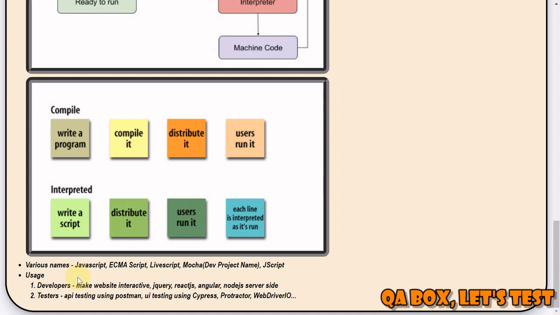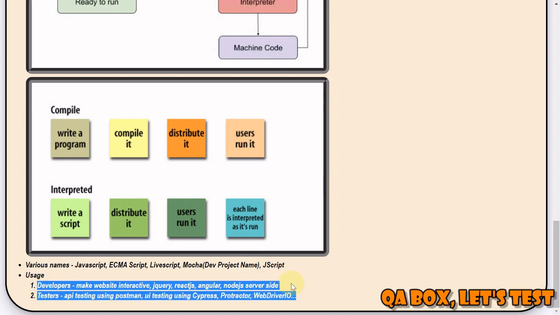And what is the purpose of JavaScript in the testing world? So for testers, if you know JavaScript, you can do API testing, automation of API testing using Postman. You can also do the UI testing using various available libraries like Cypress, Protractor, WebDriverIO. And these days, this is among the top three programming languages. So I think it's a good programming language for both developers and testers.